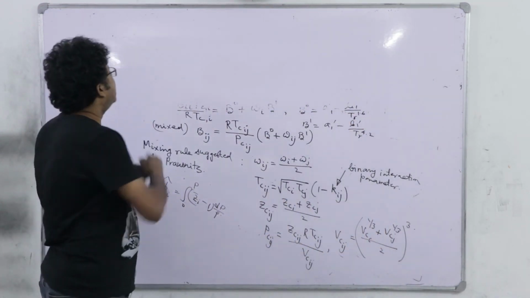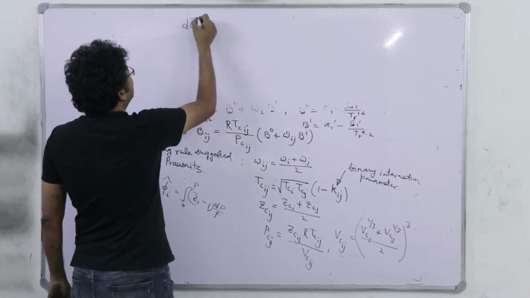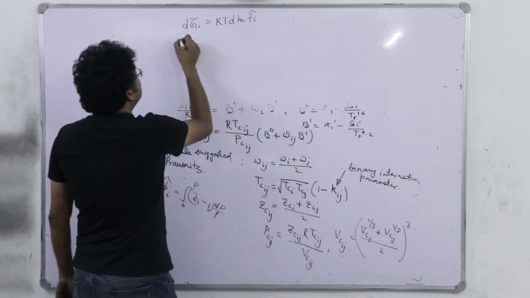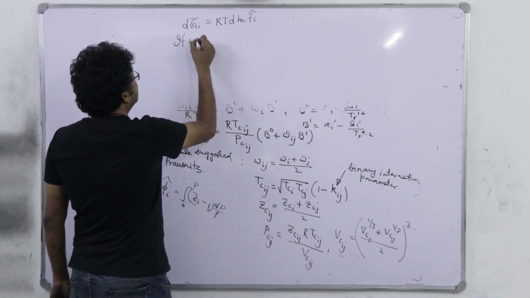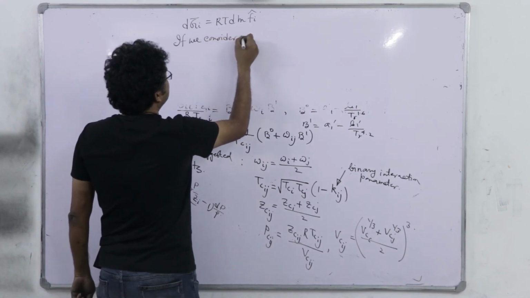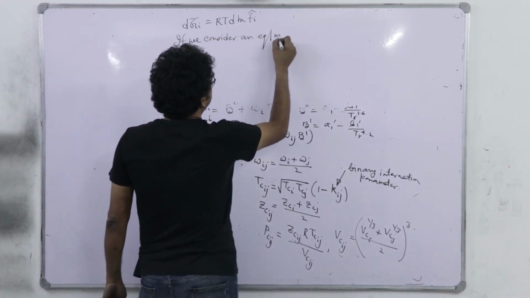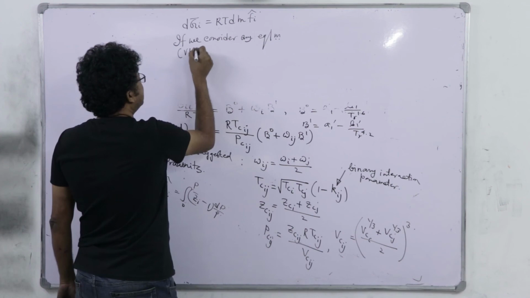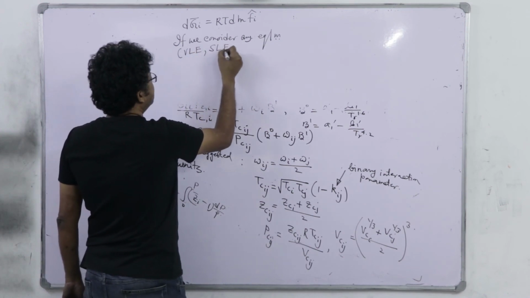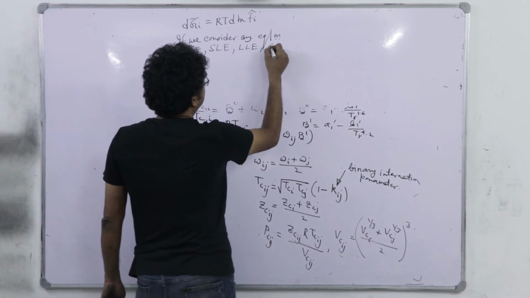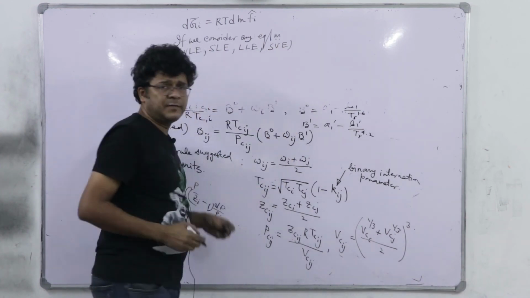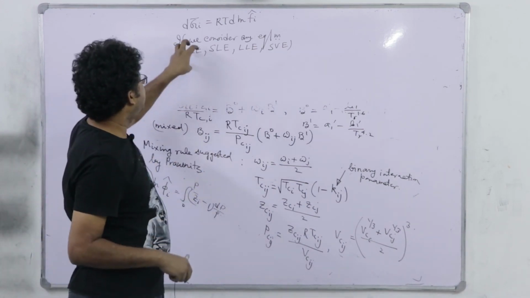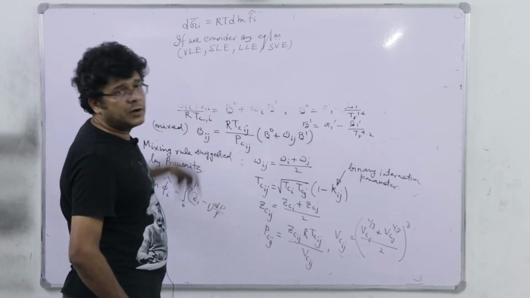See, we know that dg_i bar equals RT d ln f_i cap. Now, if we consider an equilibrium relation, consider any equilibrium, that is vapor liquid equilibrium, solid liquid equilibrium, liquid liquid equilibrium and solid vapor equilibrium, right, out of which the vapor liquid equilibrium is the most commonly used or most commonly explored phenomena in chemical engineering.